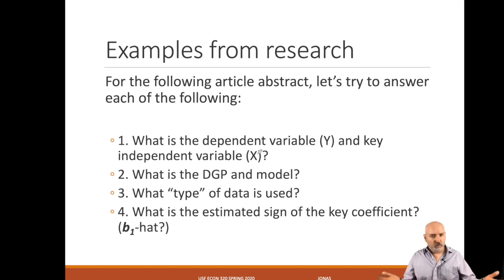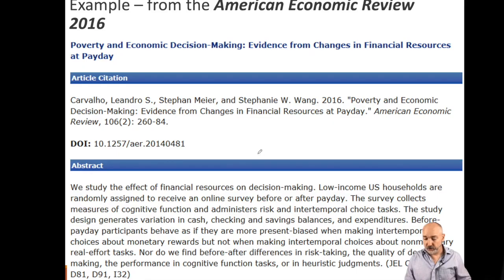And then what is our interpretation of the sign? Is the coefficient positive or negative? They're predicting a positive relationship or a negative relationship. So this is a little bit old now, from 2016, the American Economic Review, kind of the gold standard for published economic research.